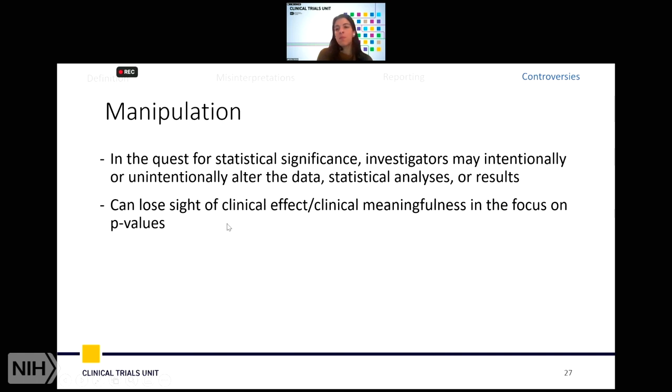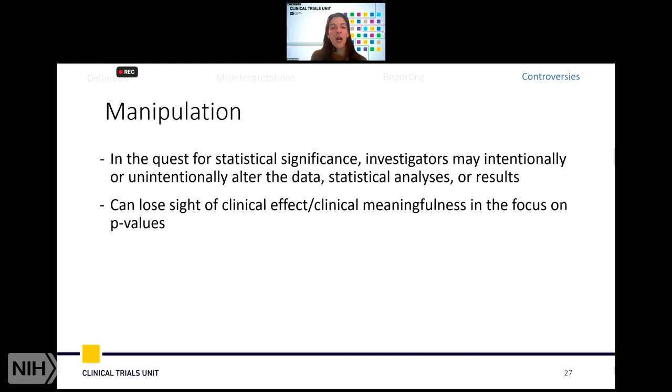Okay, and then manipulation. Again, I don't like that word, but I didn't know what else to call it, so we'll talk about it. In the quest for statistical significance, in trying to find information about your research, investigators may intentionally, or more commonly unintentionally, alter the data, statistical analyses, or results of the study. And in all of those ways, you can lose sight of the clinical effect or clinical meaningfulness, as I was talking about, by focusing too much on p-values.